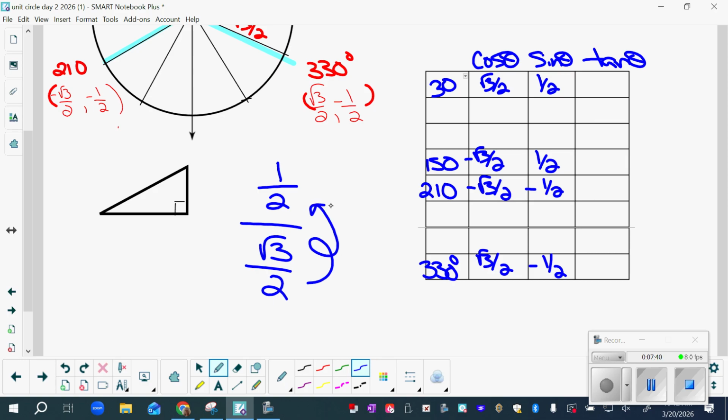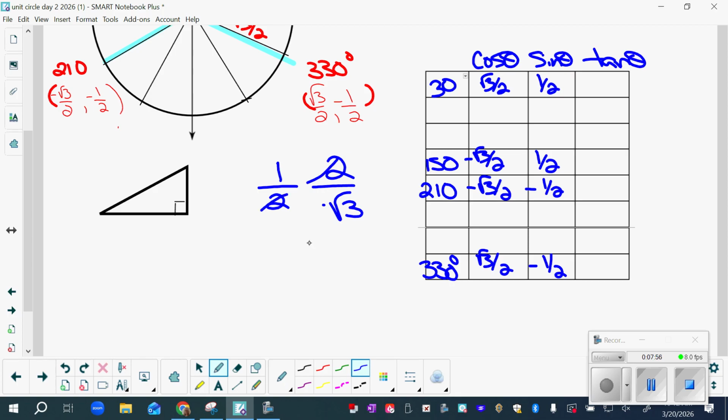We're going to twirly flip. So you're going to get 2 on the top, root 3 on the bottom. That gets rid of this one. And now let's see what we got left. We're cross canceling. 1 over root 3. I can't have the root 3 on the bottom, so it becomes root 3 over 3.